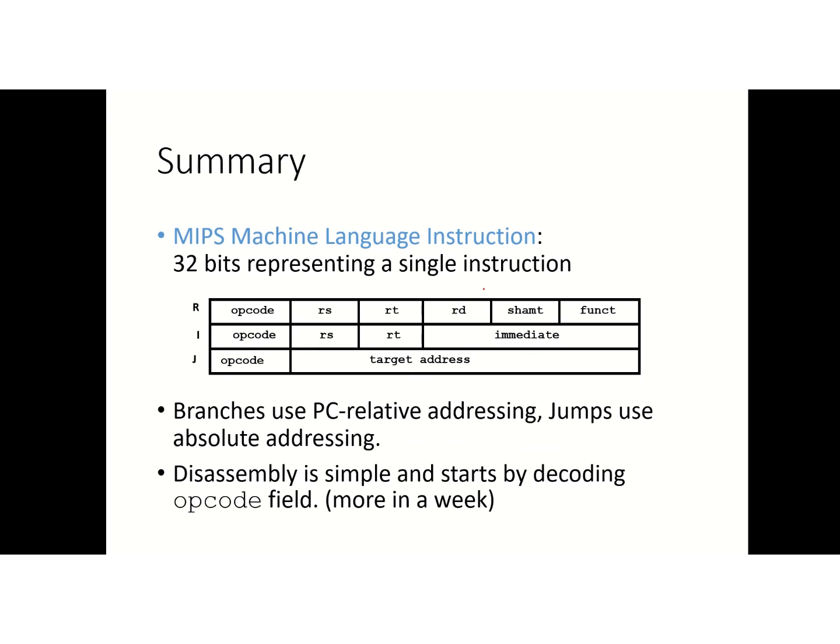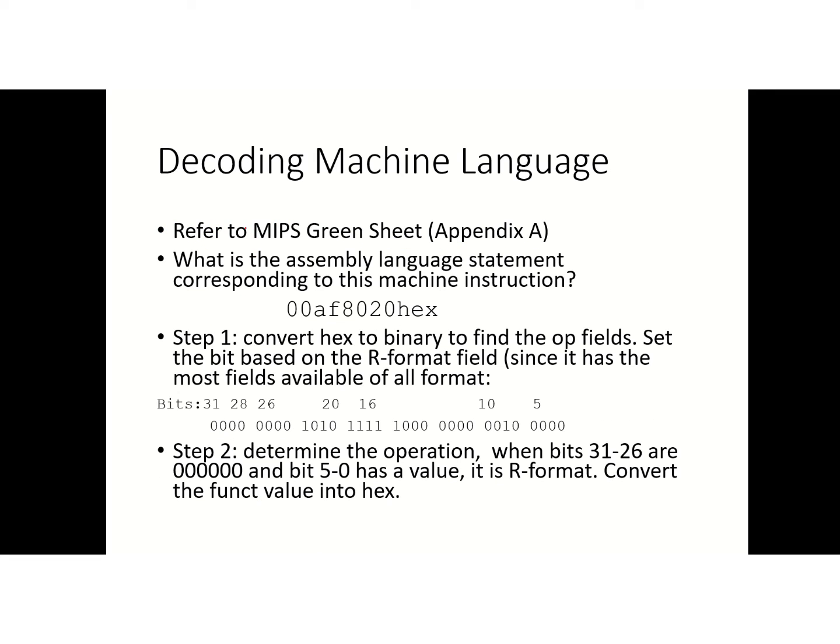So in summary, I have explained that branches use PC-relative addressing, jump uses absolute addressing, and this assembly is simple and starts by decoding the opcode. You need to refer to the MIPS green sheet. For example, given a machine instruction, actually this is an assembly language statement, and you need to know what the assembly language statement is based on this machine instruction.